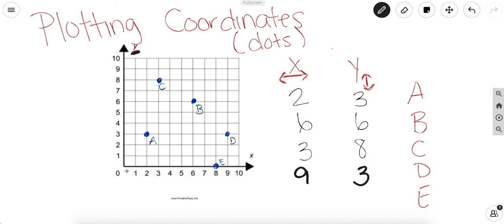Okay, so starting in my circle, E. Where does E hit on my X line? Okay, well, it hits right here. It hits at 8, right?